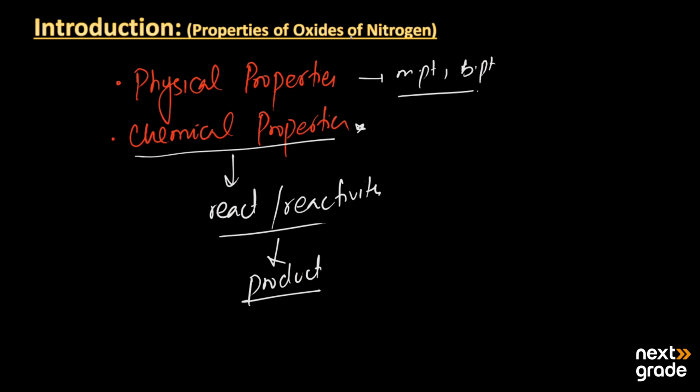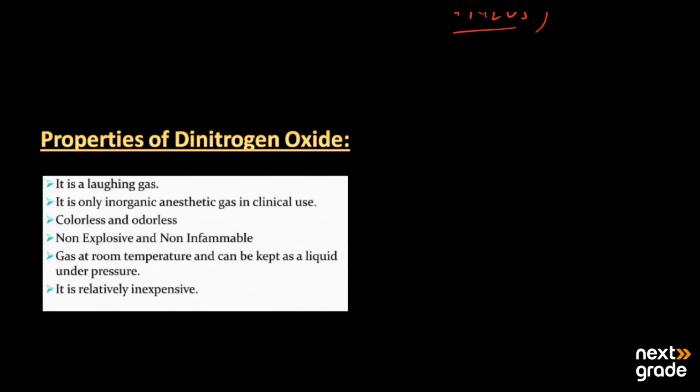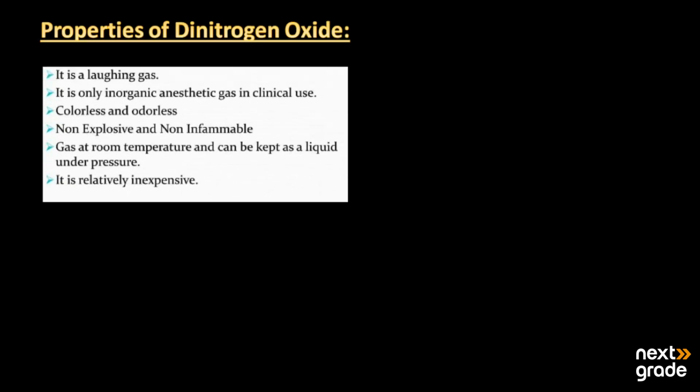Specifically, when we talk about the oxides of nitrogen, nitrogen on reacting with oxygen produces a lot of oxides, in which we have nitrogen oxide, nitrogen dioxide, dinitrogen oxide, dinitrogen trioxide, dinitrogen tetroxide, and dinitrogen pentaoxide. These are basically the oxides of nitrogen. Now, what are the main properties of these oxides? Let's have a look.